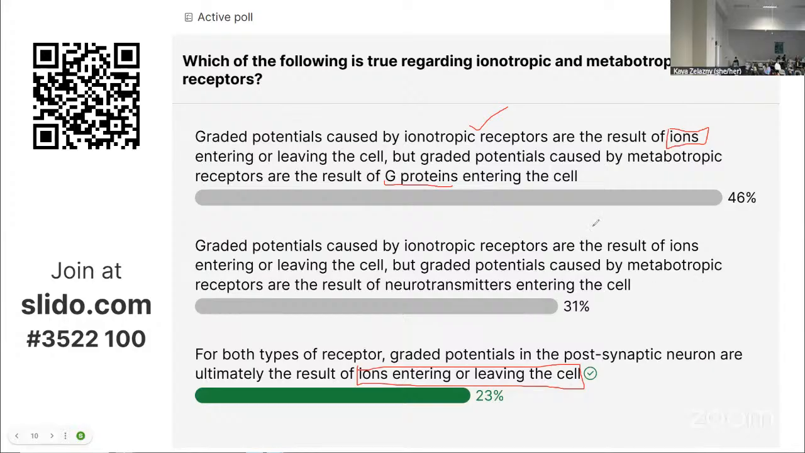Okay. All right, so yes, ionotropic receptors are the result of ions entering or leaving the cells, but so are metabotropic ones. We never have to have G proteins come into the cell because they're already there. And we never see our neurotransmitters entering the cell. They're all in the cleft. They're touching these receptors on the outside, but they're not actually traveling into our postsynaptic neuron.